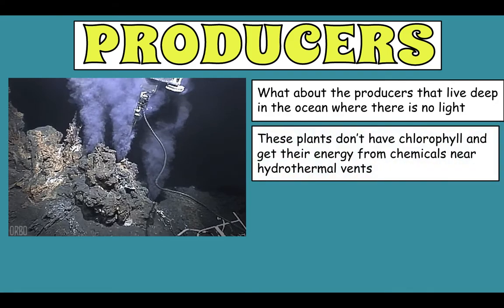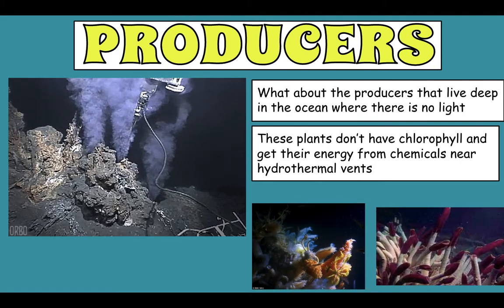Well, these plants don't have chlorophyll, and they get their energy from chemicals near a hydrothermal vent like this one. The hydrothermal vent actually releases some chemicals into the water. And the plants use that, plus the carbon dioxide that's in the water, plus the water, to make their own energy-rich food. So they're still producers, they just don't make their energy-rich food using the sun, they use chemicals. So photosynthesis versus chemosynthesis.